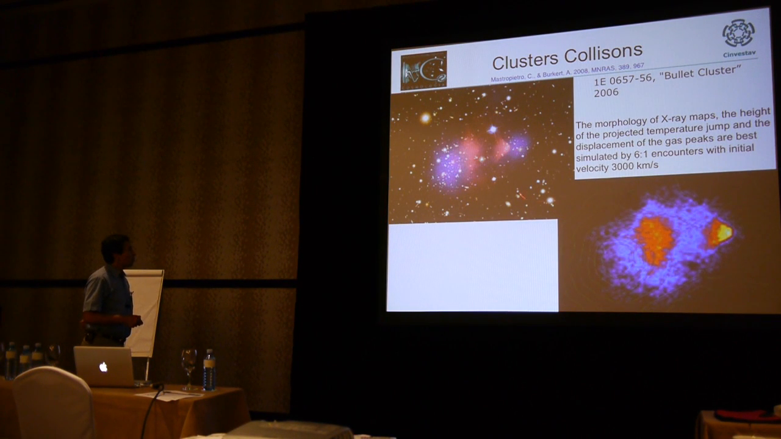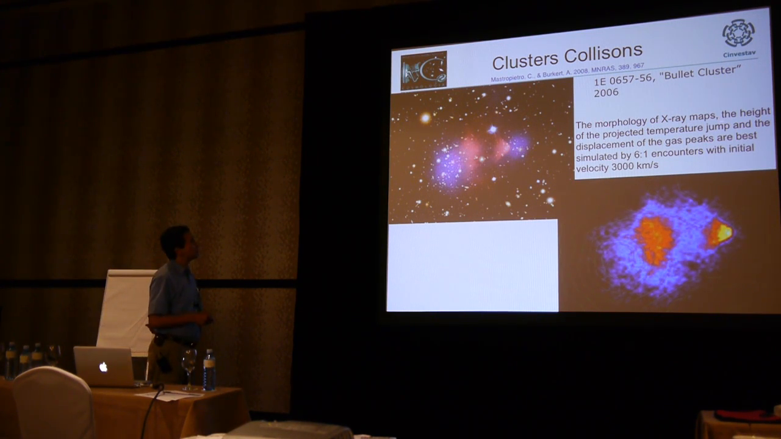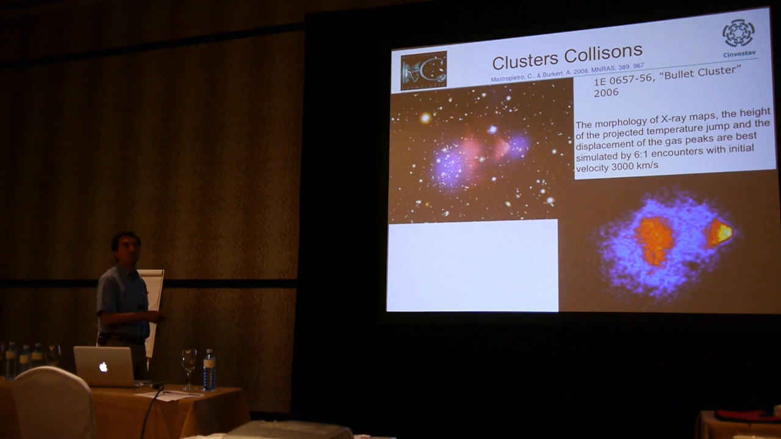Another problem, and I never thought that this would be a problem, but well, this is the bullet cluster. You know, the bullet cluster is the collision between two clusters. This is a big cluster, this is a small cluster. This is the X-ray observation, and this is the lensing observation in blue. Well, Mastropietro and Burkert made some numerical simulations in order to reproduce this cluster. And they found that the morphology of the X-ray maps, the height of the projected temperature jump, and the displacement of the gas peaks are best simulated by a 6-to-1 cluster. That means this is 6 times bigger than this one, with an initial collision velocity of about 3,000 kilometers per second.